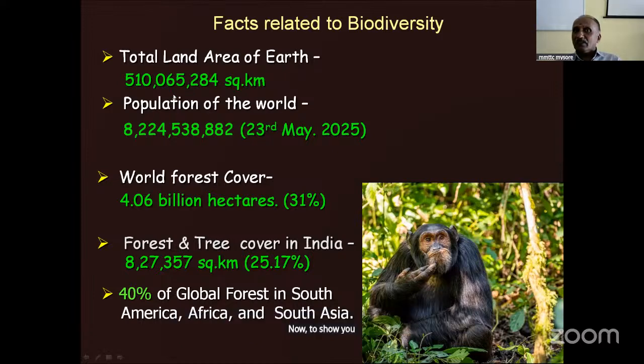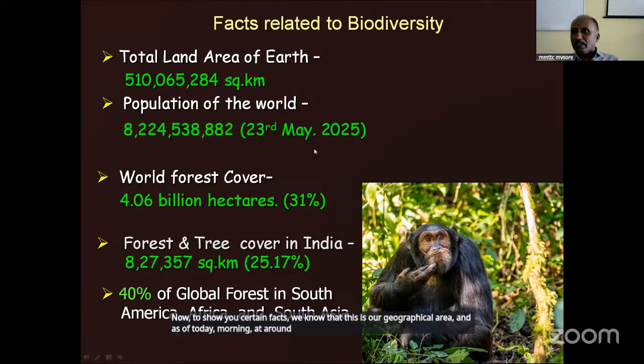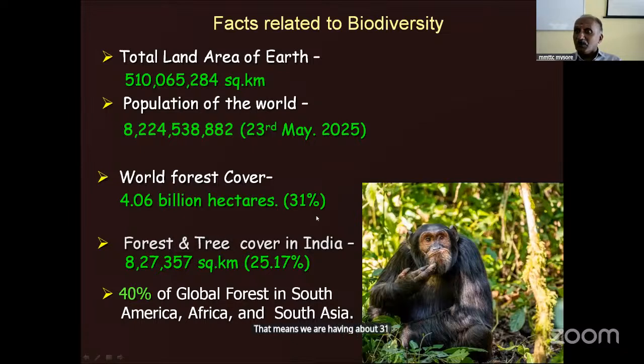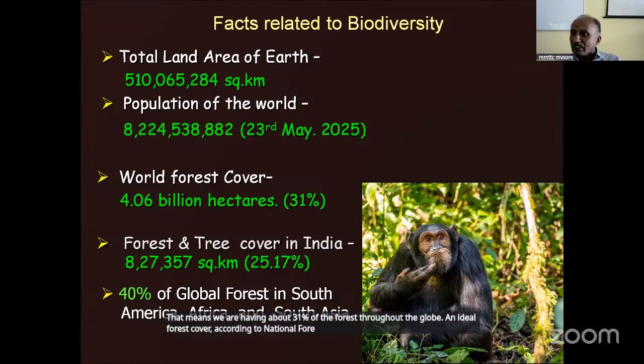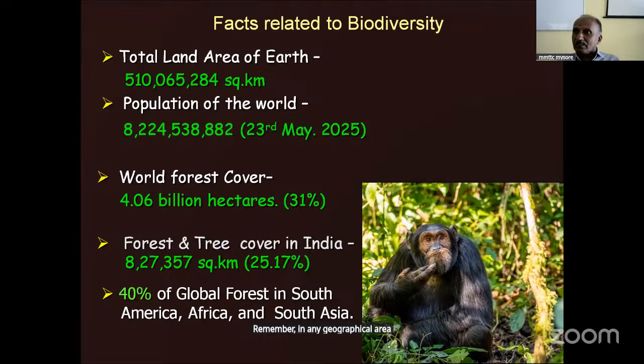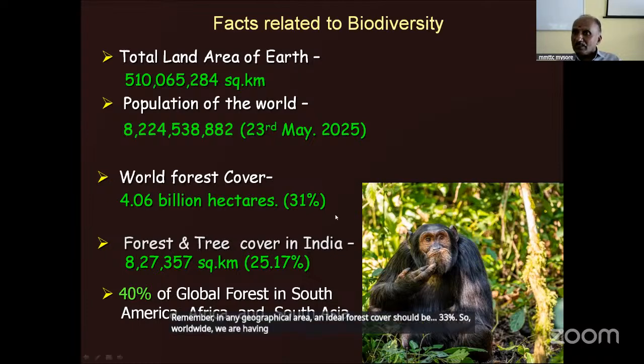Now, to show you certain facts, we know that this is our geographical area. And as of today morning at around 9:05, the population is around 8.2 billion in the world. It is still clicking on. And as of today, 2025, we can say the world forest cover is about 4.06 billion hectares. That means we have about 31% of forest throughout the globe. An ideal forest cover according to the National Forest Policy is 33%. Remember, in any geographical area, an ideal forest cover should be 33%. So worldwide, we have 31% of forest cover.